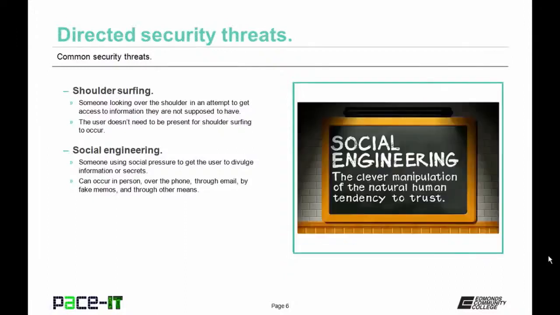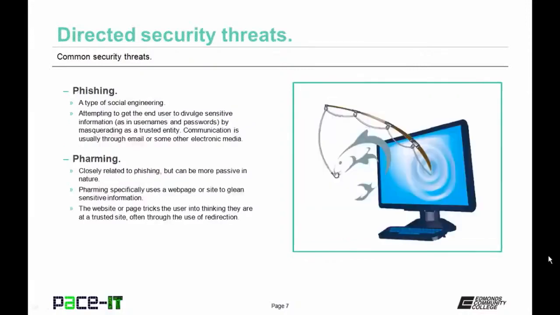Then there's social engineering. This is where social pressure is applied to get a user to divulge information or secrets. Social engineering can occur in person, over the phone, through email, fake memos, and so on and so forth. Anything that tricks the user into divulging information that they shouldn't. Now there are several different types of social engineering attacks.